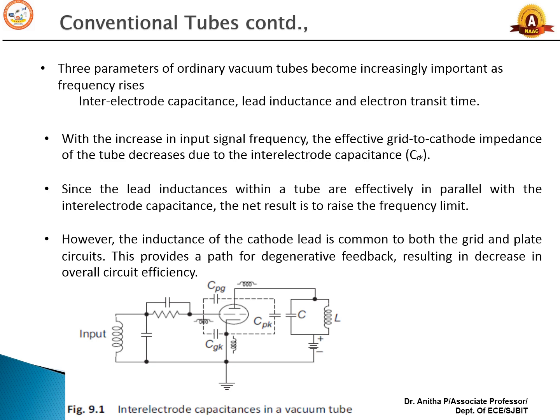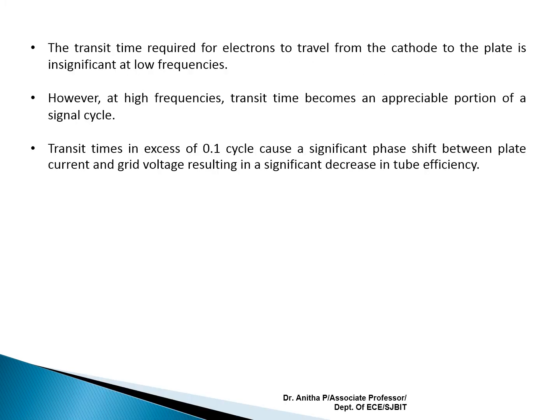The inductance of the cathode lead is common to both the grid and plate circuits, so this provides a path for degenerative feedback. Degenerative feedback indicates it is a negative feedback. With the lead inductances, you will be providing a negative feedback. With negative feedback, what happens? Obviously, the efficiency of the circuit will reduce.